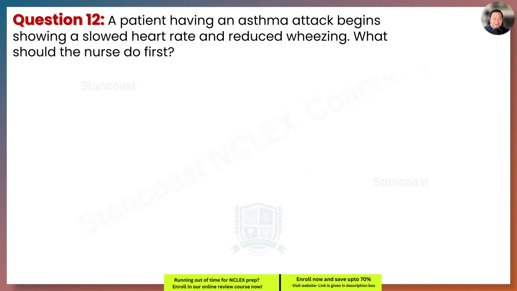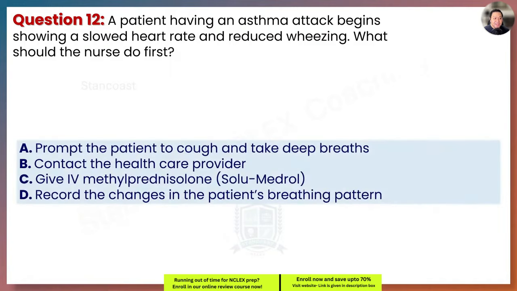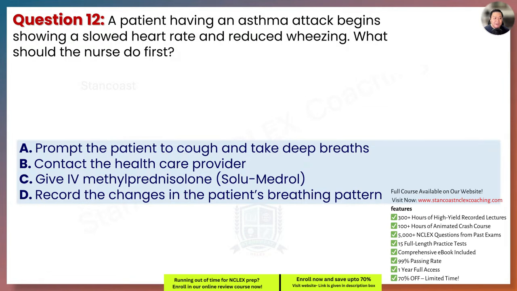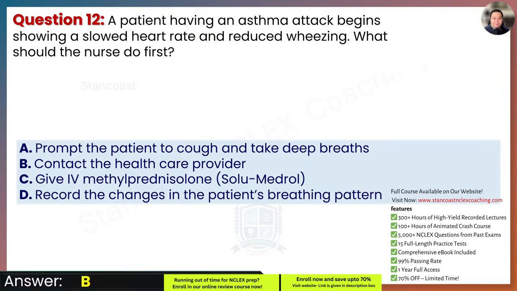All right, let's have number 12. A patient having an asthma attack begins showing a slowed heart rate and reduced wheezing. What should the nurse do first? Options. A, prompt the patient to cough and take deep breaths. B, contact the healthcare provider. C, give IV methylprednisolone or Solu-Medrol. D, record the changes in the patient's breathing pattern. The answer is letter B.